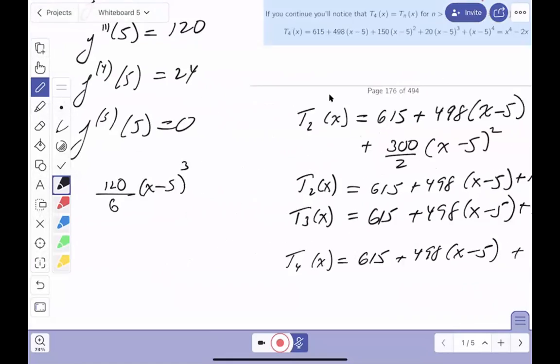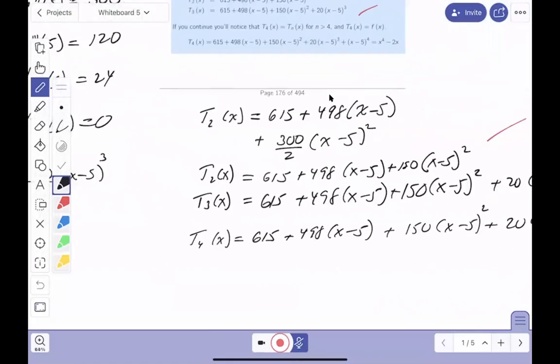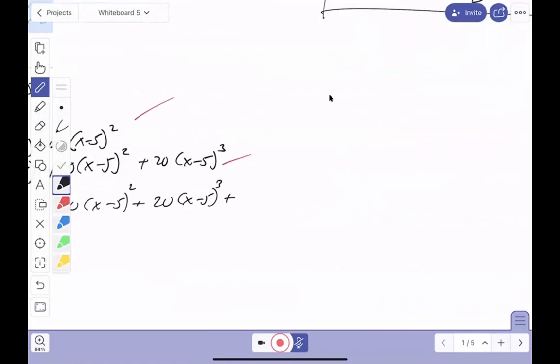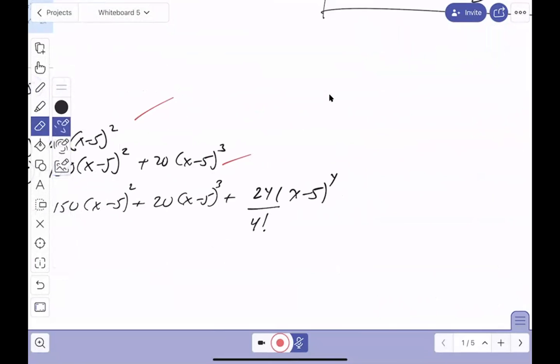Well, let's go to the fourth one. What's the fourth derivative? It's 24. X minus 5 to the fourth power over 4 factorial. And what's 4 factorial? It's 24. So that's pretty simple. 4 times 3 is 12, times 2 is 24. So it's just going to be this over here.